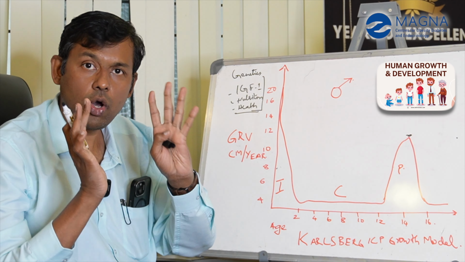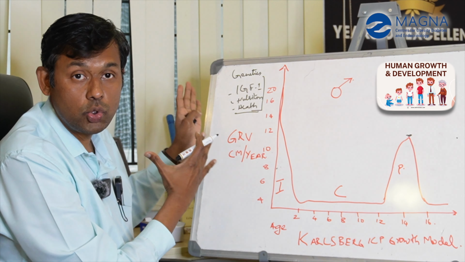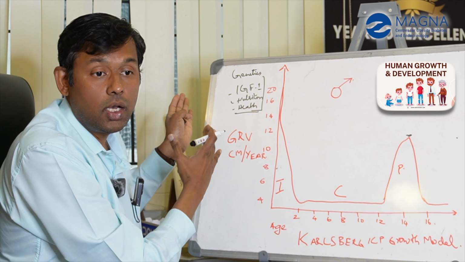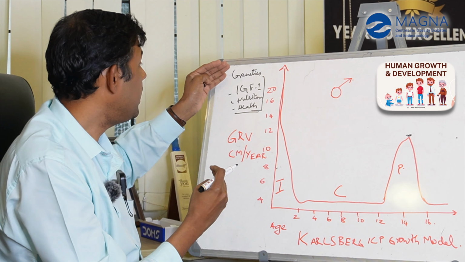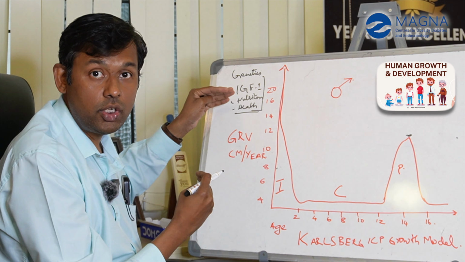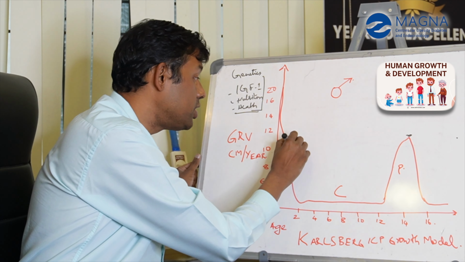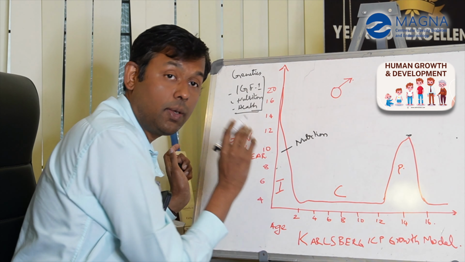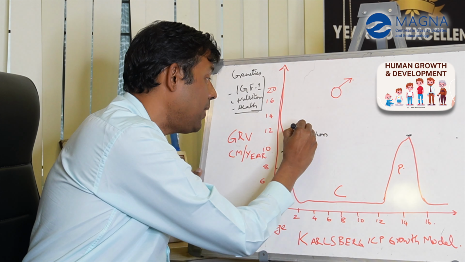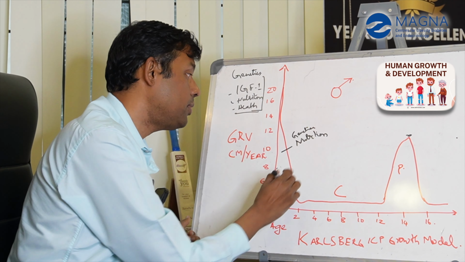So what is the hormonal control of these phases of growth? As you understood, in the uterus, what is important is the genetics, IGF-1, maternal nutrition and maternal health. After the child is born, in the first year, nutrition still plays a major role. If the child does not get proper food, it will not grow. Nutrition plays a major role. Genetics again plays a major role. Genetics plays a role throughout the course of life.